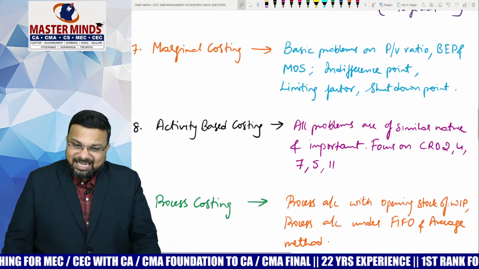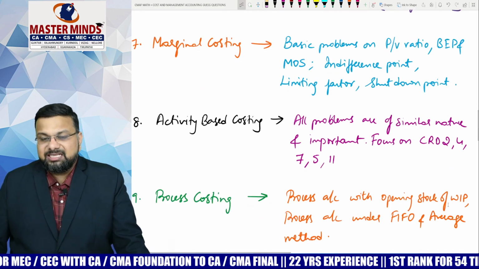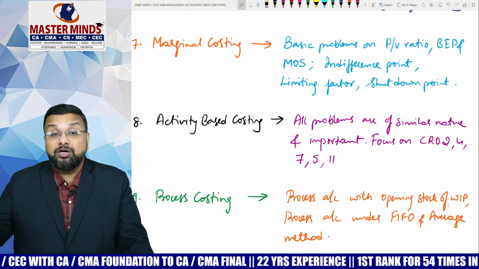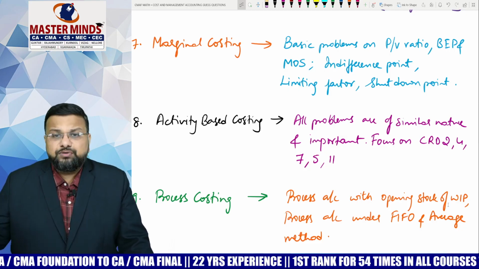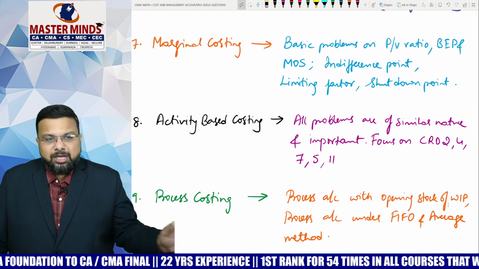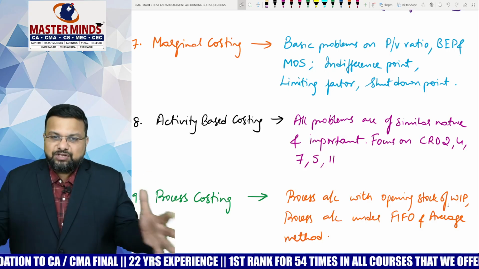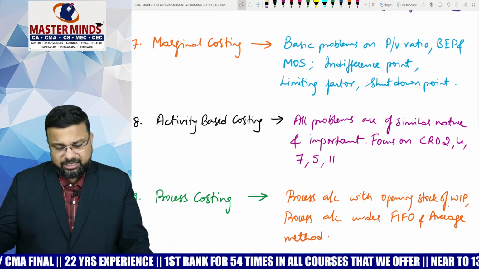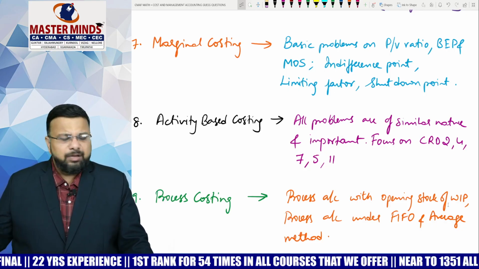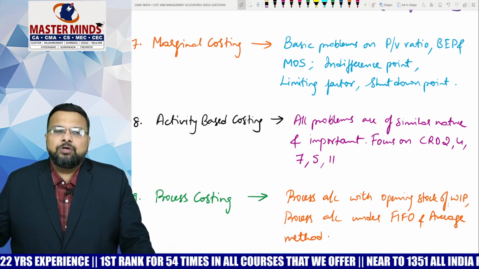When it comes to activity-based costing, yes, I have mentioned here the CRD numbers which are relevant to our Masterminds material. Okay, if you're following 51 edition or 52 edition, the numbers will remain the same. But when it comes to ABC costing, there is no such classification as models because all models are one and the same. So that's what I have written here. All problems are of similar nature and important. You can't take any one question as choice here.